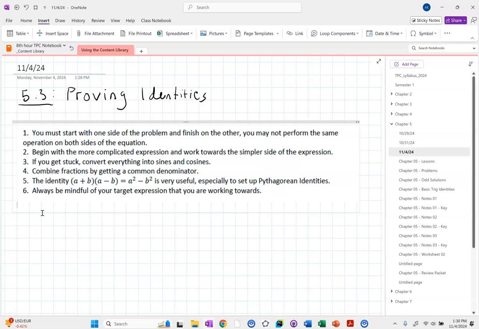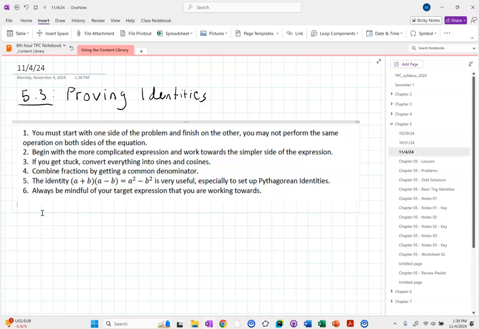So when doing any of these trigonometric identity proofs, you're only allowed to work on one side of the equation. Okay? You can't do things like cross multiply. You can't add something or subtract something from both sides. Those aren't allowed. You pick one side, and that's where you're going to live. Everybody's okay?